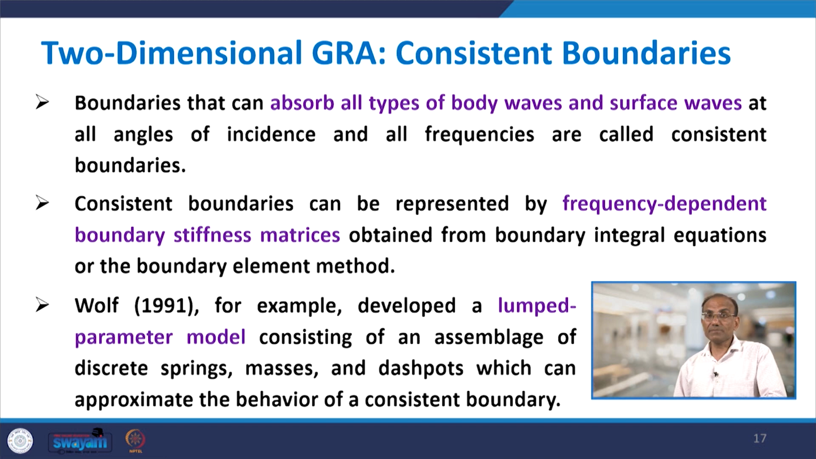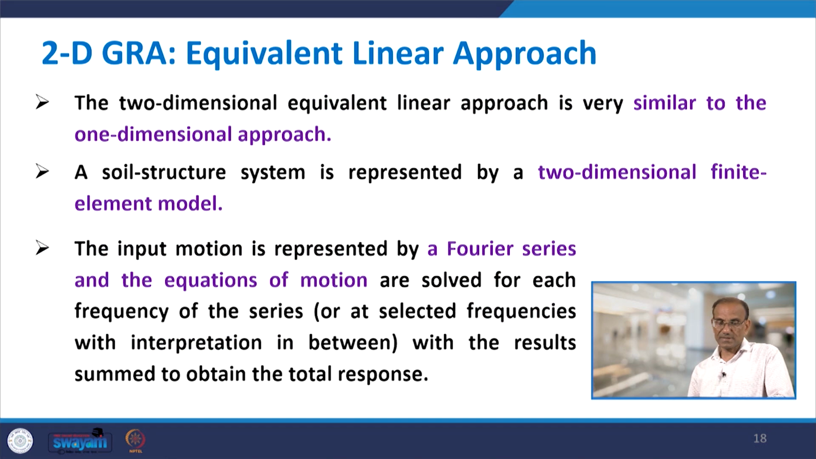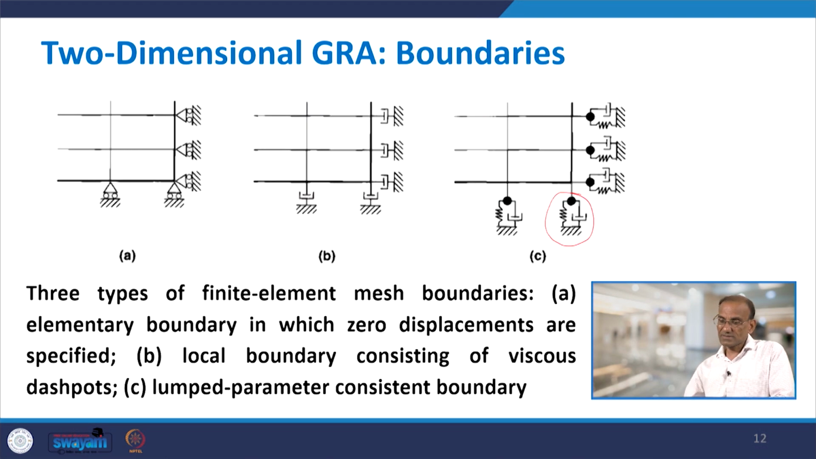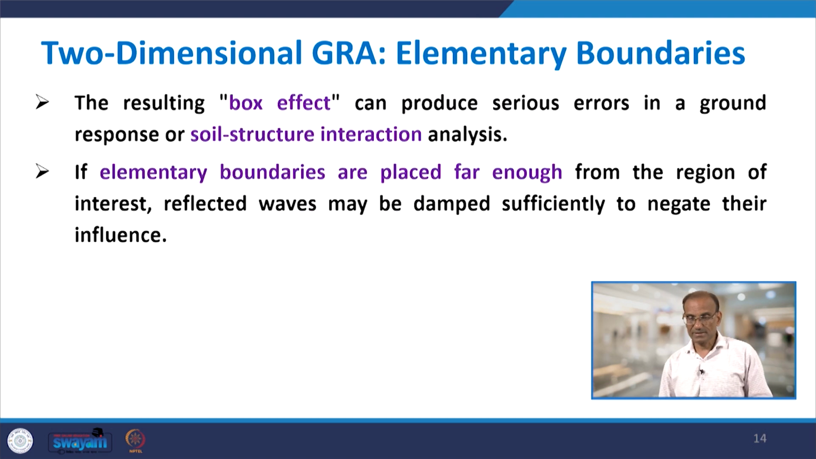The consistent boundaries can be represented by frequency dependent boundary stiffness matrices obtained from boundary integral equations of the boundary element method, in short called BEM. So like you have FEM, you also have BEM. And in 1991, Wolf developed a lumped parameter model which consists of an assemblage of discrete elements: spring, dashpot and mass, and using those the behavior can be approximately represented. So the last one, the consistent boundary, consists of spring, dashpot and mass. All three are there in the case of consistent boundary.